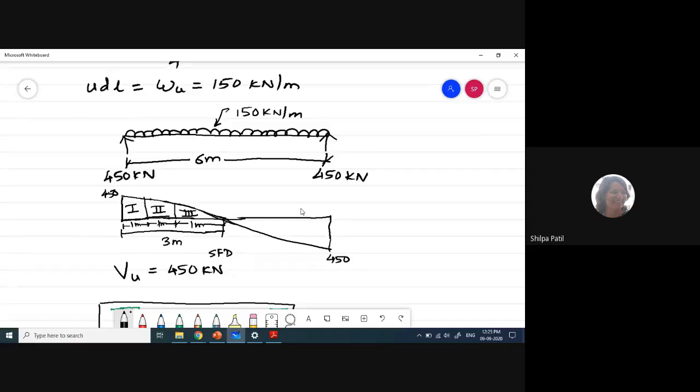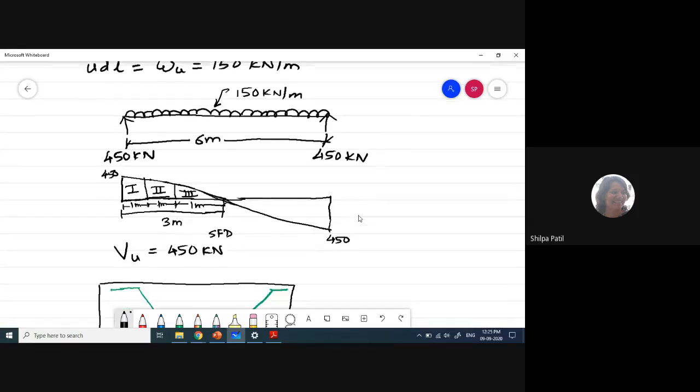I will erase this entire sheet now. I will consider the new sheet. Does anybody want to see the design steps of all these calculations? Any particular step you want to see again, guys?